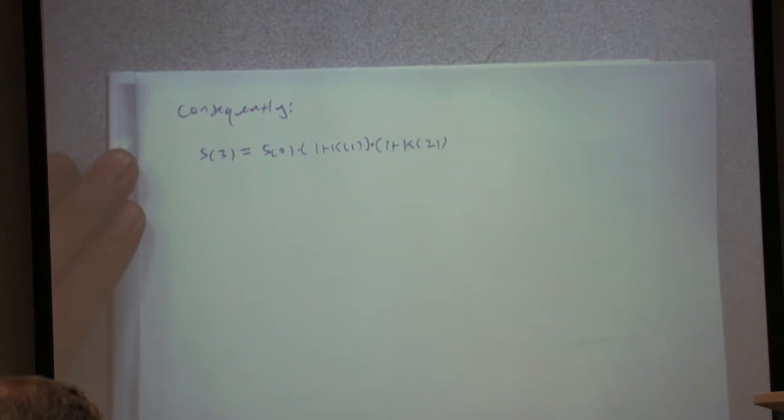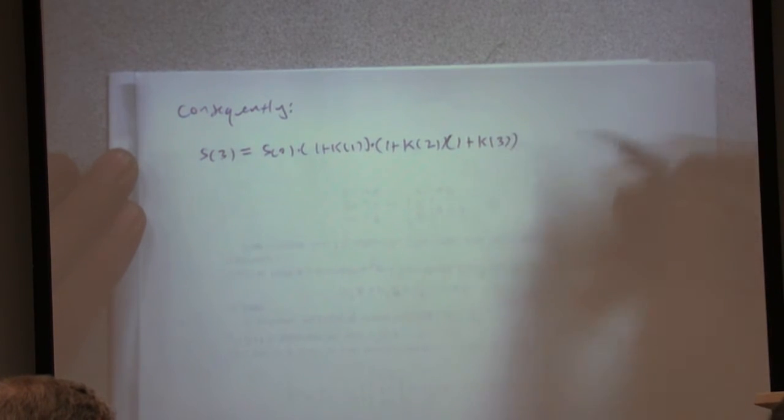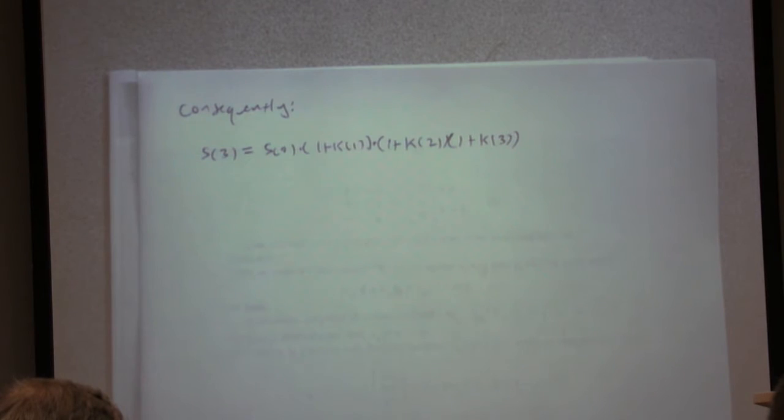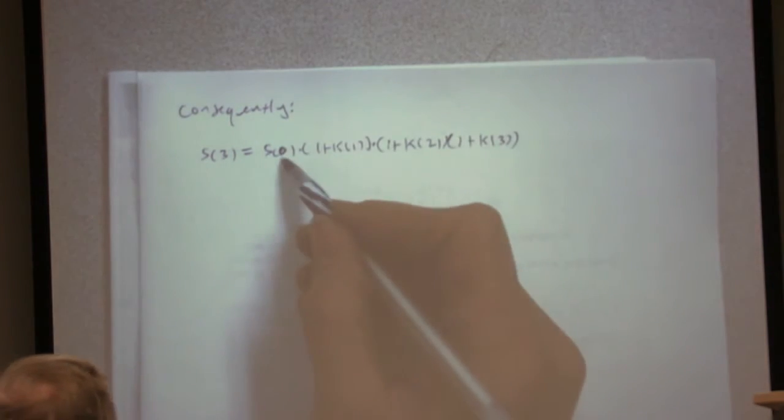Times the return on the next step, and the return on the next step. What's the first S after the equal sign? Yeah, S of 0, the value of the stock at time 0.